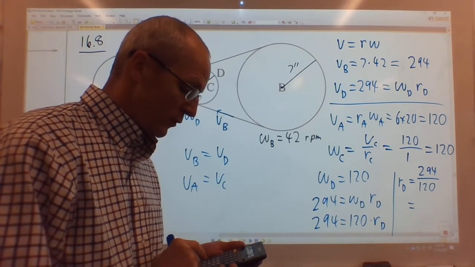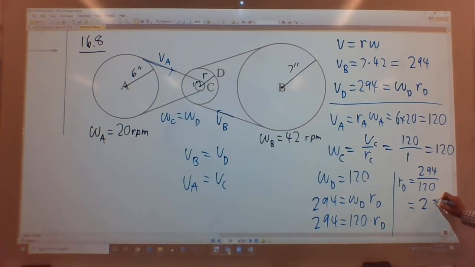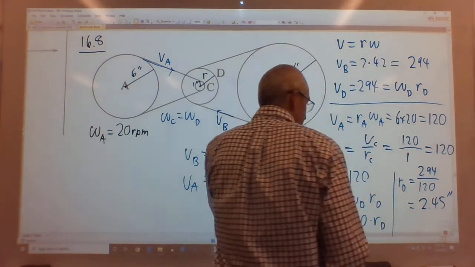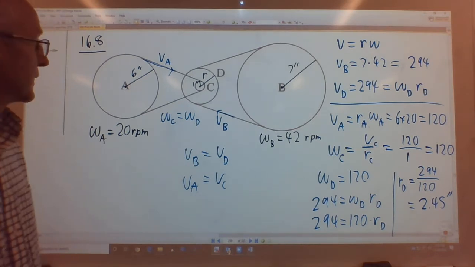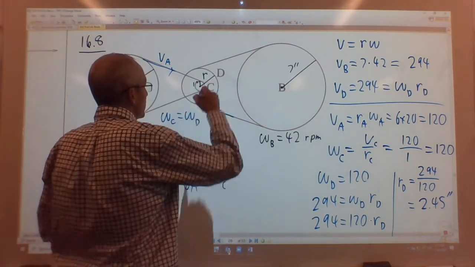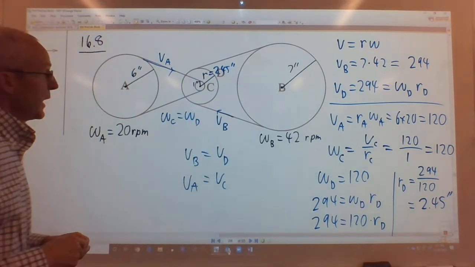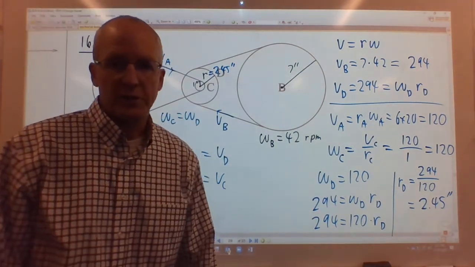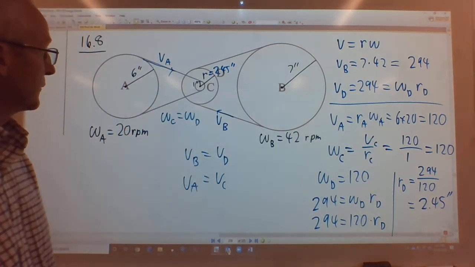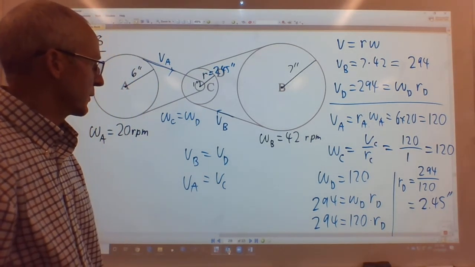294 divided by 120. I get 2.45. That could be worse. So 2.45, and that would be inches because the only radius we used was in inches. So the radius of this wheel here is 2.45 inches. Now, I don't know if they drew this picture to scale. They just randomly drew a picture, so we really can't say. But it's a reasonable number, so we could be relatively certain that we're right.